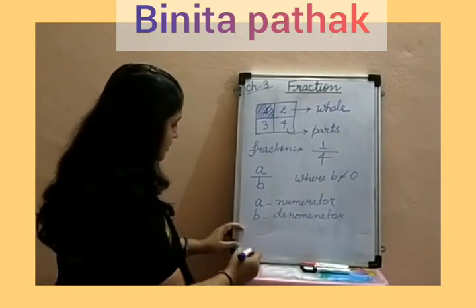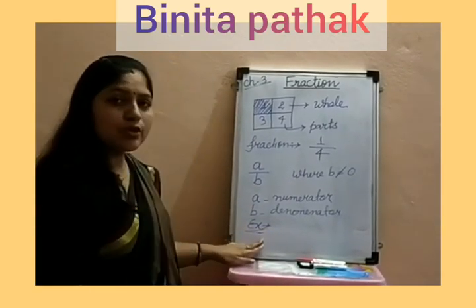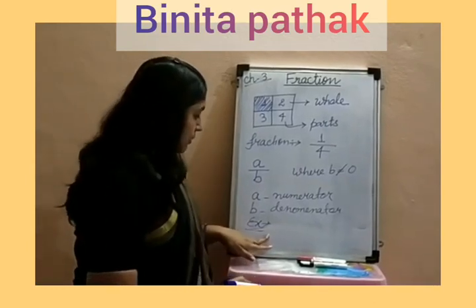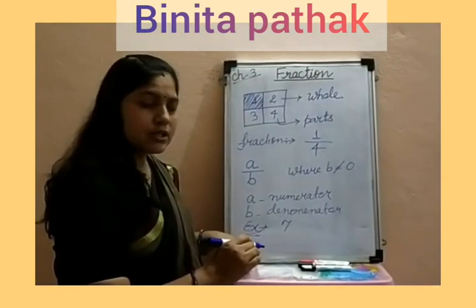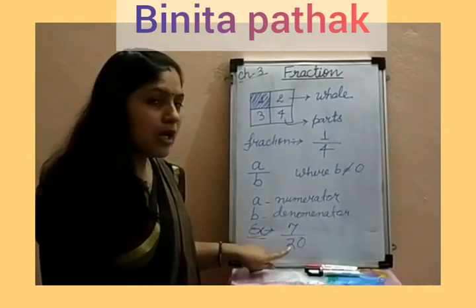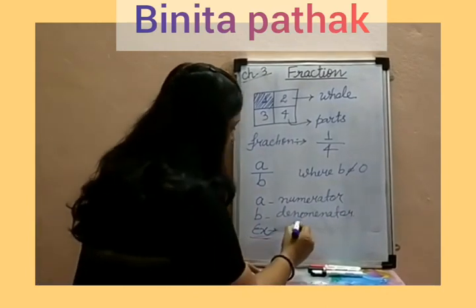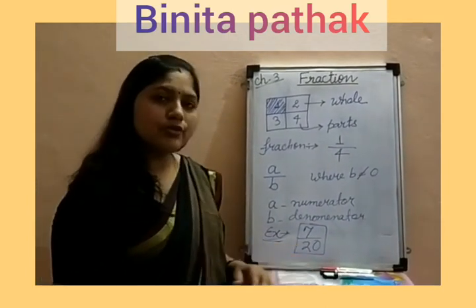Some examples. Suppose you have got 7 marks in a monthly test and the total marks of this test is 20. That is 7 out of 20. This is a fraction. Let's see the types of fraction.